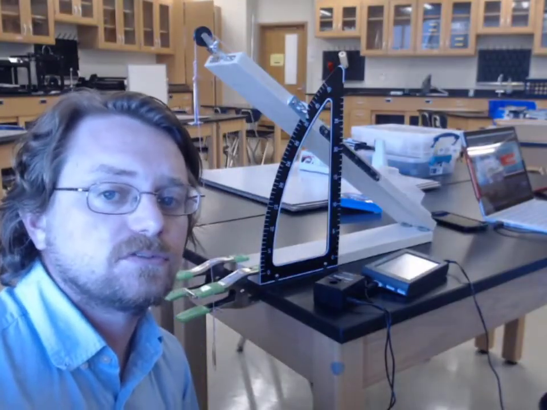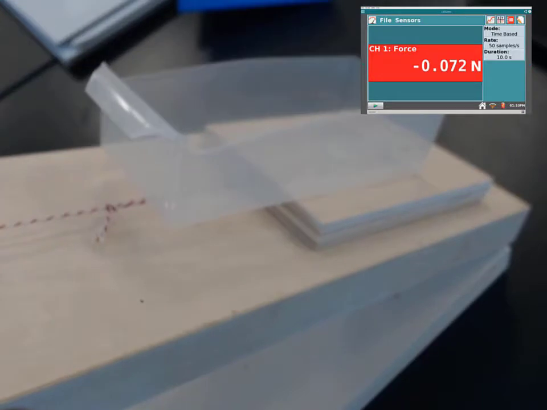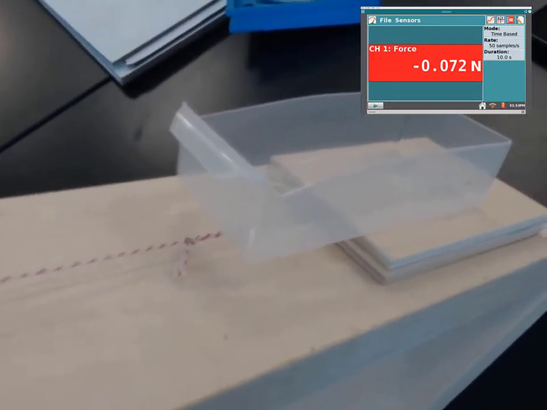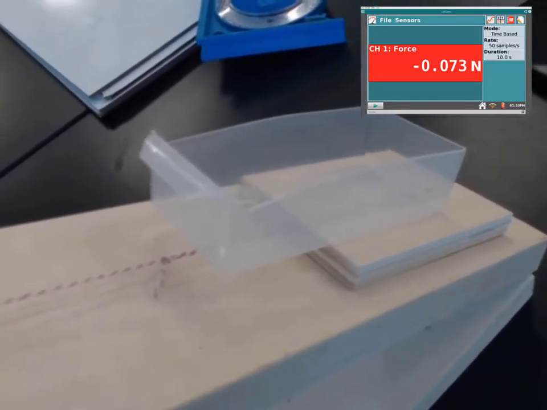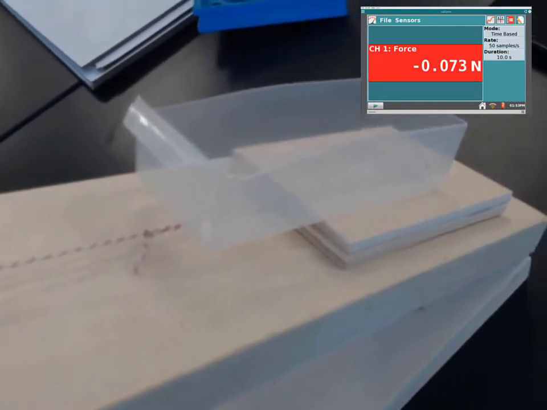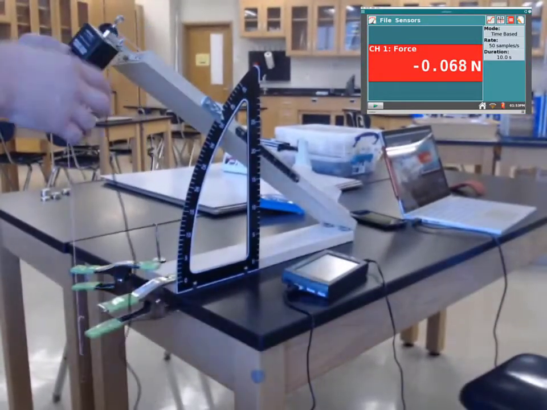We're almost ready to do our first run, but I have to remember to zero the force sensor. In this trial, we have just our wooden block and our empty sled on top. The wooden block is the only thing in contact with the wooden incline. We should have the mass of that from our triple beam balance.